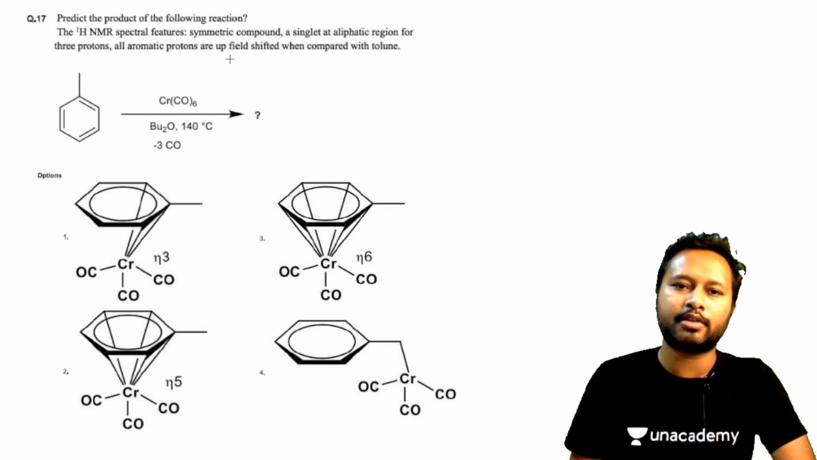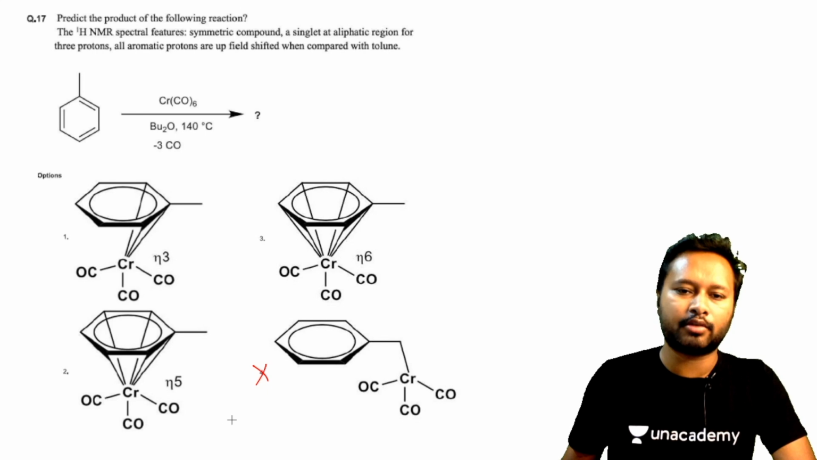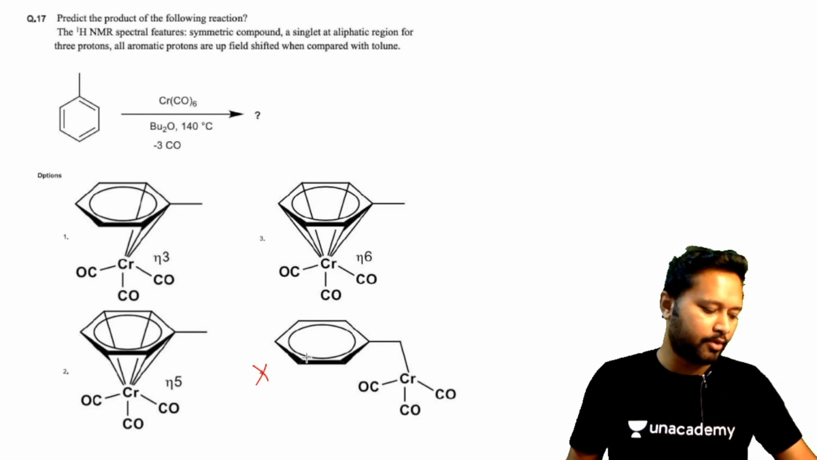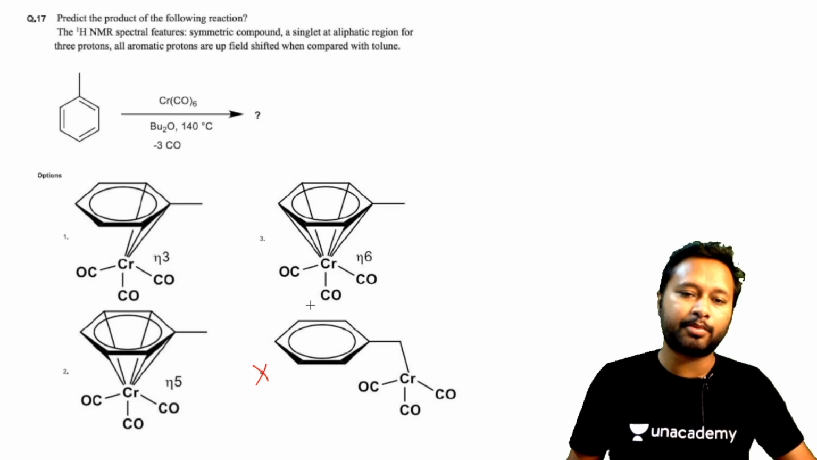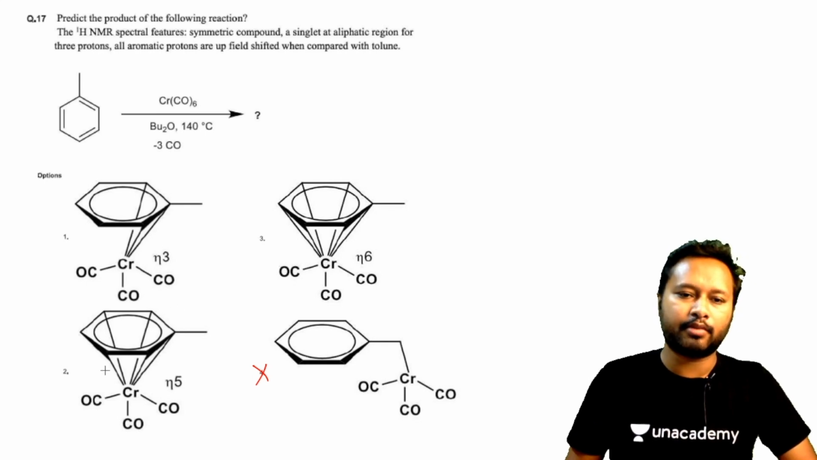All aromatic protons are upfield shifted when compared to toluene. Now one thing which you have to see is you need to have a symmetric compound. So among the given options, the one which is asymmetric is option number 4. So that's not a symmetric molecule, so you can cancel that out. Now, looking at the other things, the option which follows the 18 electron rule is option number 2. That follows, option number 3, it follows the 18 electron rule.